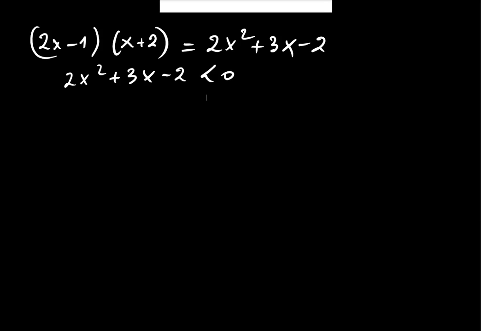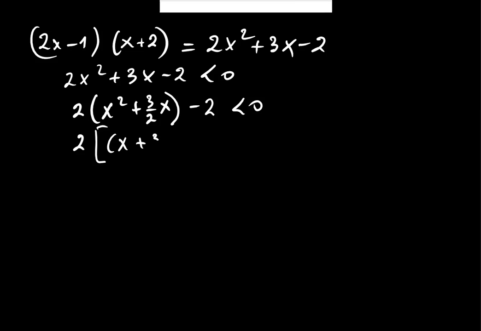So we know our quadratics. So what we can do is put the 2 in factor here, x squared plus 3/2 of x minus 2 less than 0. And we know what we know, 2 and x plus 3/4 squared, that means minus 3/4 squared, 9/16, minus 2 less than 0.